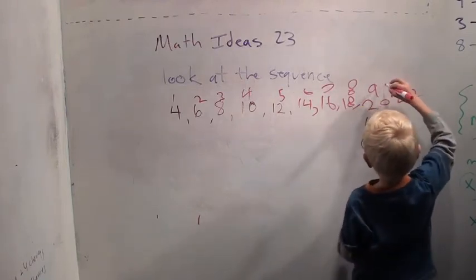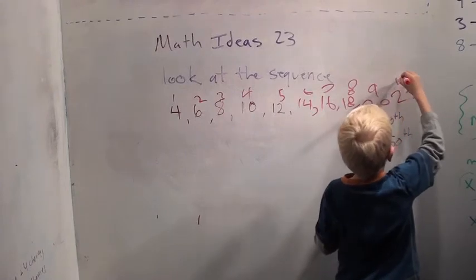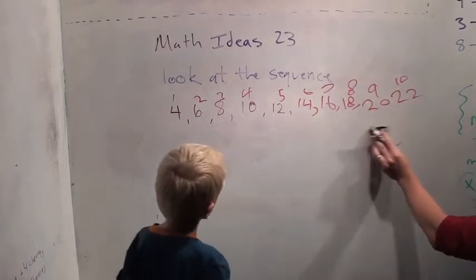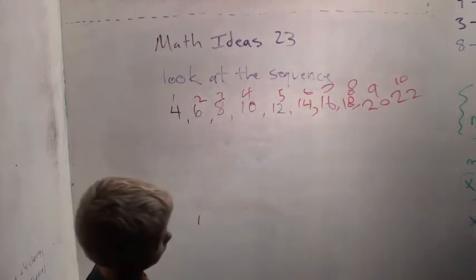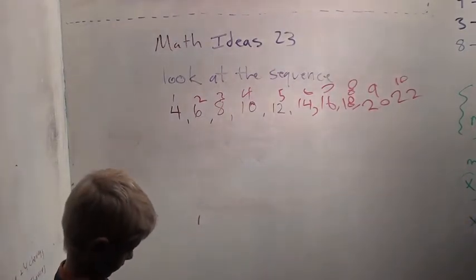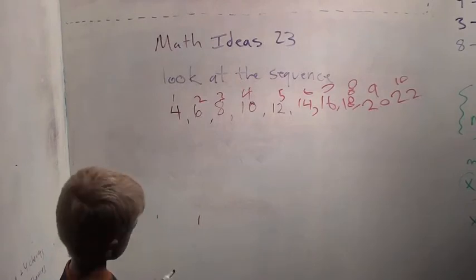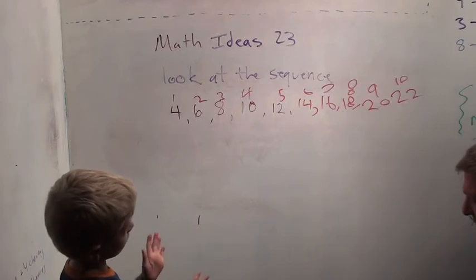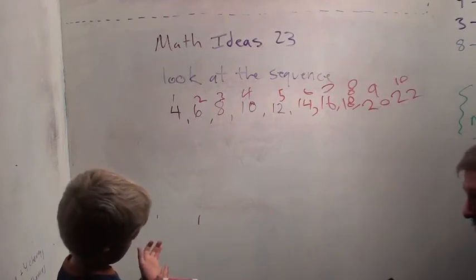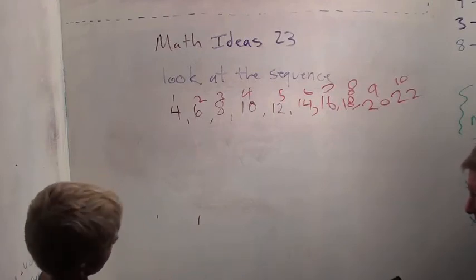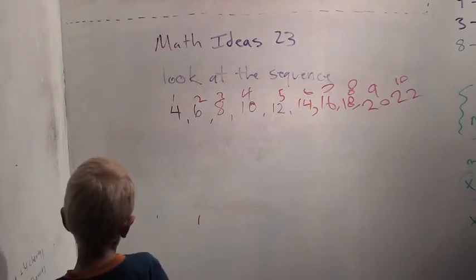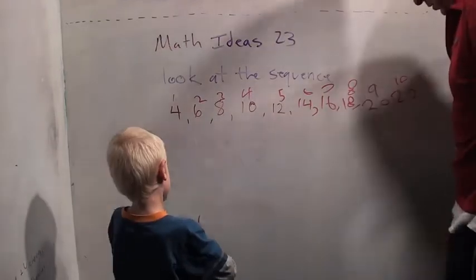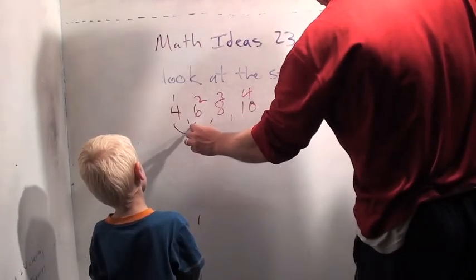Now we have a really tricky problem, the 50th term. Okay, so we have to find a pattern with the term numbers and the terms. But this pattern's a little harder to find. Okay? So let's see if we can figure it out. What do you keep adding every time? You keep adding 2.